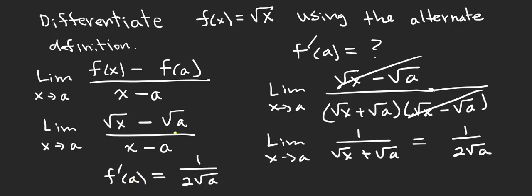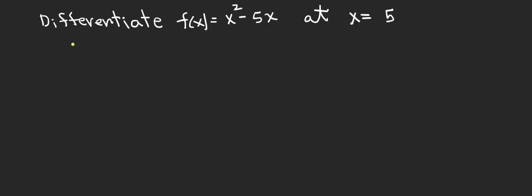And what is f prime of 5? That is the derivative of f of x at x equals 5. That's what it means. In this example, we're going to differentiate f of x equals x squared minus 5x at x equals 5. In other words, we need to find f prime of 5. We're going to find what that is.